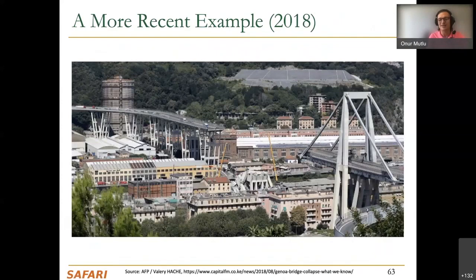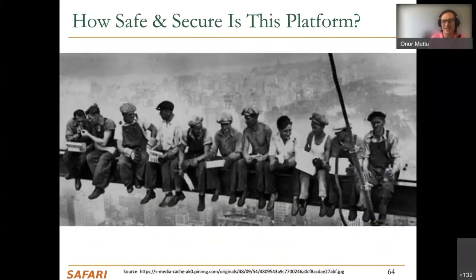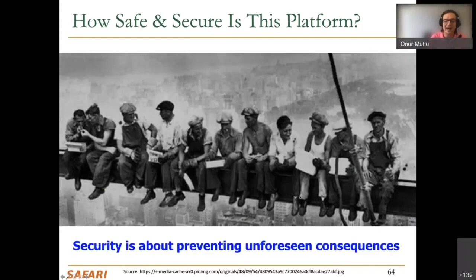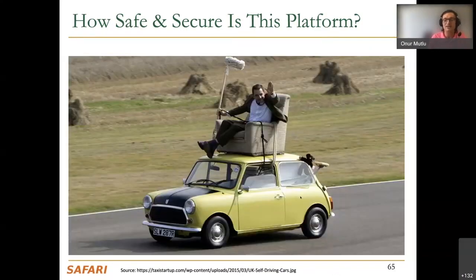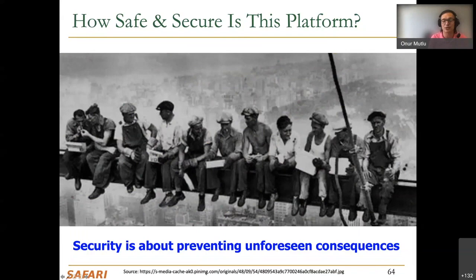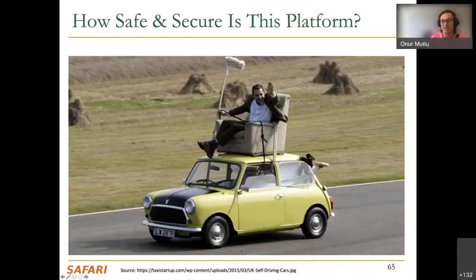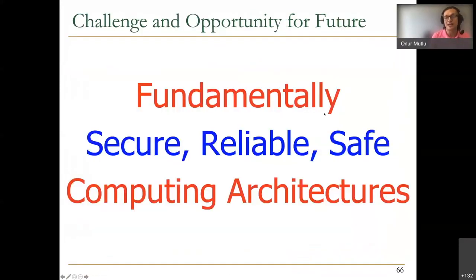So, okay, I talk about this in my undergraduate lectures also, saying that this rod is very strong, but if you get a bit flip in it, these people may not be very happy. So I think we need to take security more seriously going into the future: security, safety, and reliability. We need to think about preventing unforeseen consequences because we're going to trust our lives on these computing platforms, like this example of a self-driving car with Mr. Bean, for example.